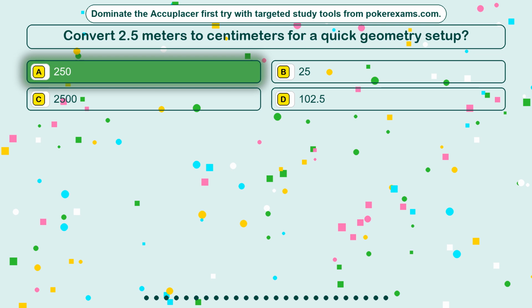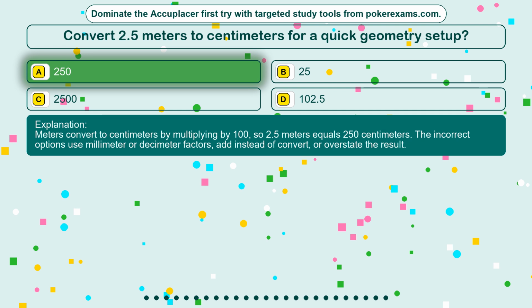The correct answer is option A, 250. Meters convert to centimeters by multiplying by 100, so 2.5 meters equals 250 centimeters. The incorrect options use millimeter or decimeter factors, add instead of convert, or overstate the result.